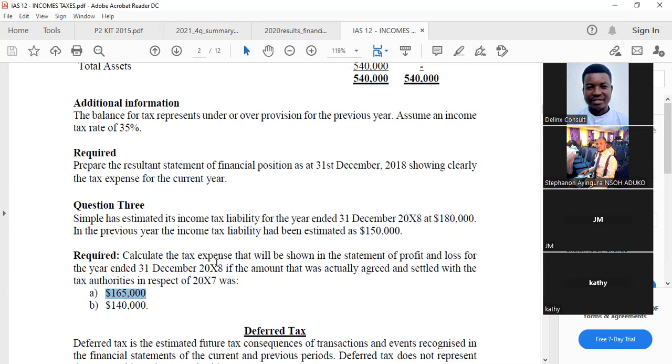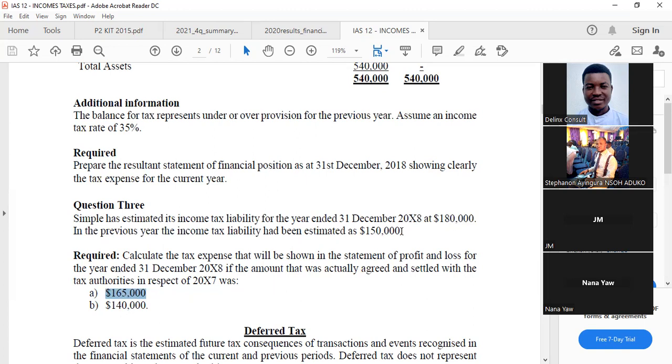Am I making sense? Then it means that there was an under provision of 15,000 for the A, plus 180,000. So we should add the 15 to the 180.